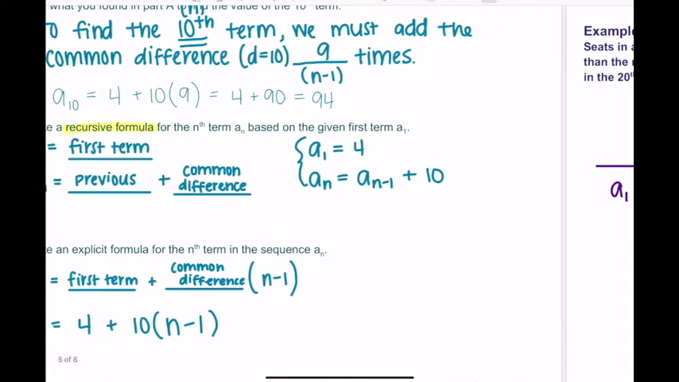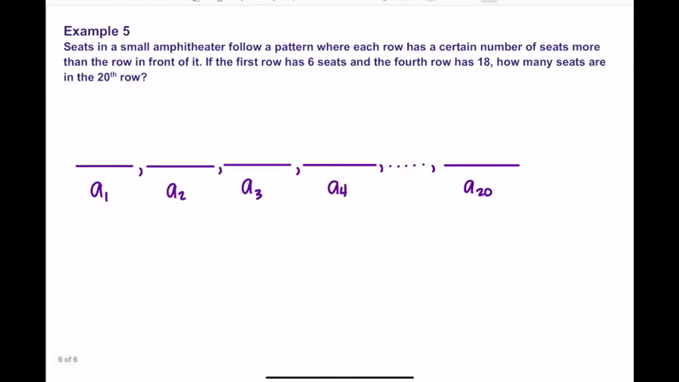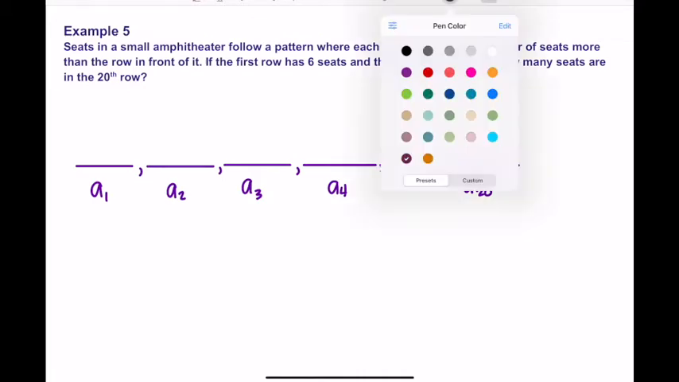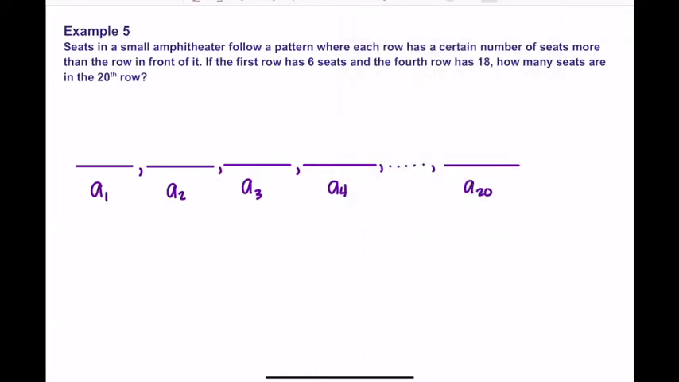In example 5, we are going to look at another word problem that's a little more challenging than the first that we looked at. Seats in a small amphitheater follow a pattern where each row has a certain number of seats more than the row in front of it. If the first row has 6 seats and the fourth row has 18, how many seats are in the 20th row? So notice we aren't given row 1, row 2, row 3. So we don't necessarily know what the common difference is right offhand, but we can find it.